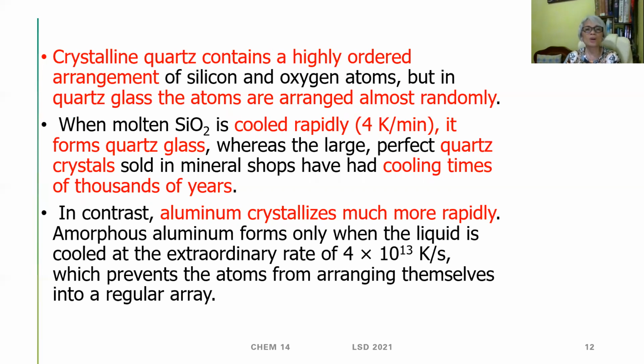In contrast, aluminum crystallizes much more rapidly. That SiO2 was the earlier example. In contrast, aluminum crystallizes much more rapidly, and amorphous aluminum forms only when the liquid is cooled at the extraordinary rate of 4 times 10 to the 13 Kelvin per second. Super fast, to form amorphous aluminum. So aluminum crystals are more common in nature.